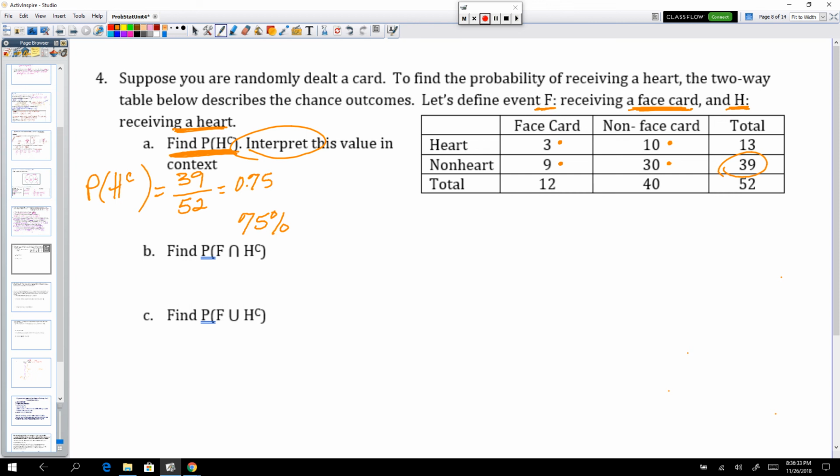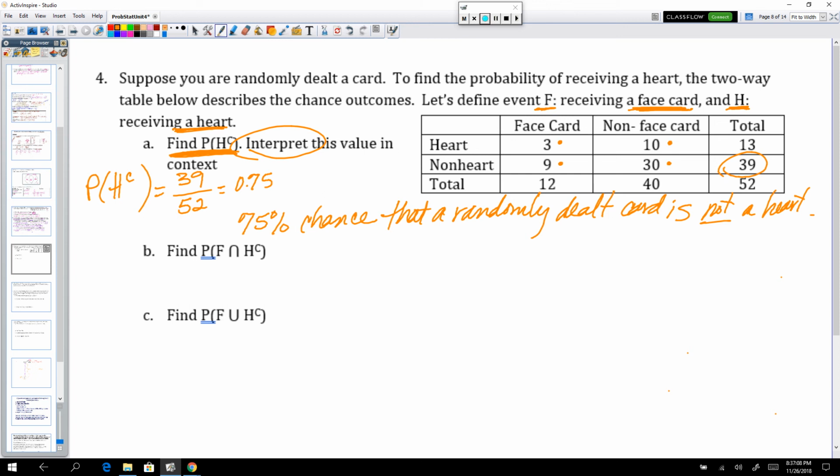Hopefully everybody's shouting. That means there's a 75% chance that a randomly dealt card is not a heart. If you had trouble coming up with something that sounded like that on your own, please pause, study that, make sure that you understand that that is how you will need to interpret this value. Okay, I want to make sure that you walk away from this with a strong understanding of why.